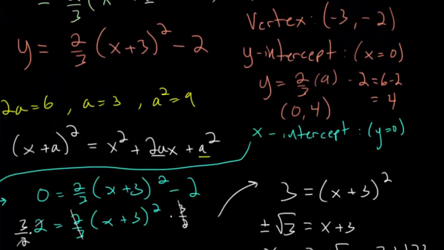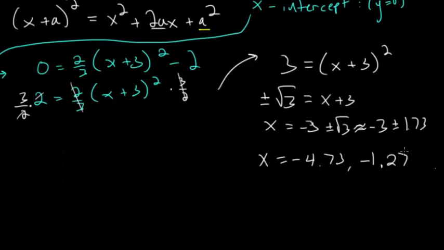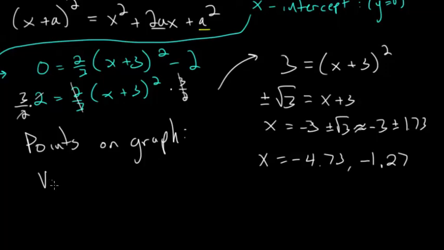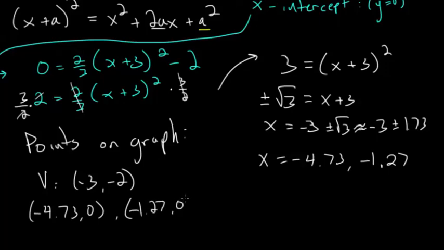So we know the vertex, that's at minus 3, minus 2. So let me write that down. So we can just say the points on the graph. We know the vertex, I'll call that V. That's minus 3, minus 2. We know the X-intercepts. That's going to be when y is 0. So minus 4.73, comma 0. And minus 1.27, comma 0.